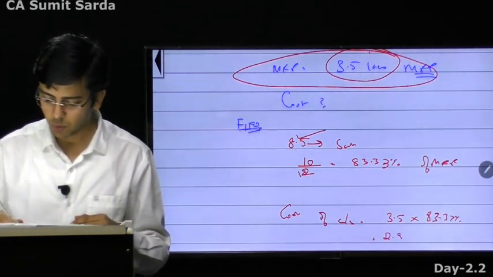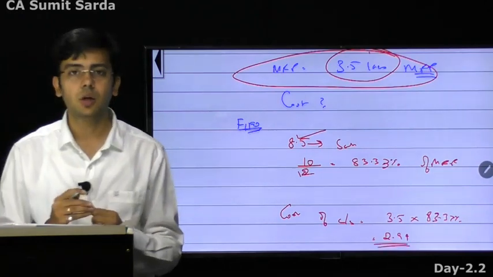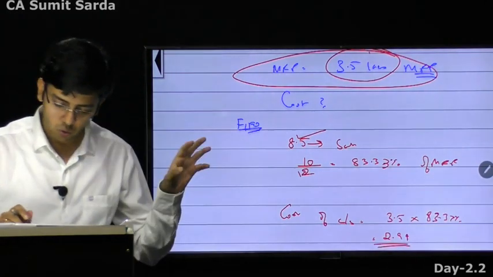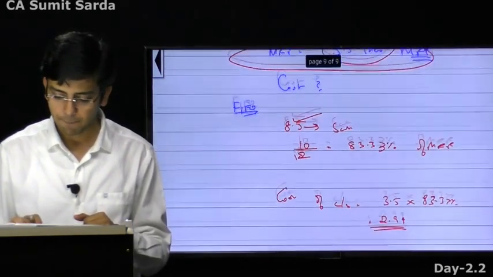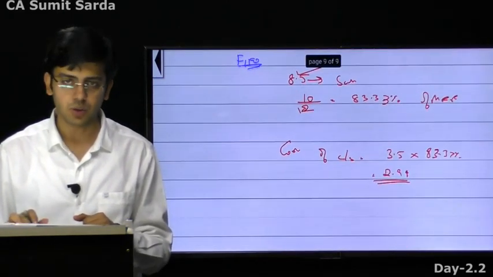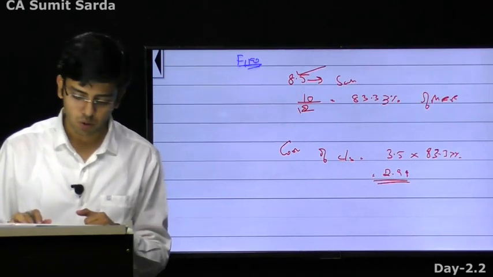So that makes it 2.91. I hope you got the concept of how to determine the closing stock value. Okay, sir, we got the concept. Now what? Now what to do?